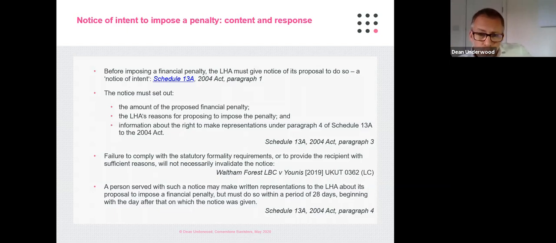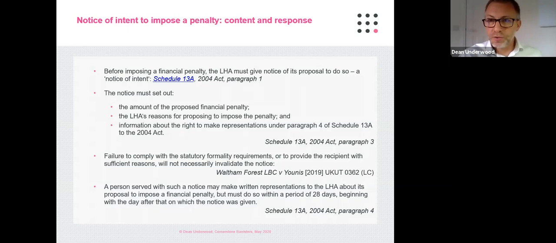As indicated, though, before we move to that case, a person who is served with a notice of intent has the right to make written representations to the local housing authority about the proposal to give a penalty. And there is a time limit on their right to do so, so they have to do that within a period of 28 days, beginning with the day after that on which the notice is given. So they have a period of 4 weeks in which to make written representations about the penalty decision.